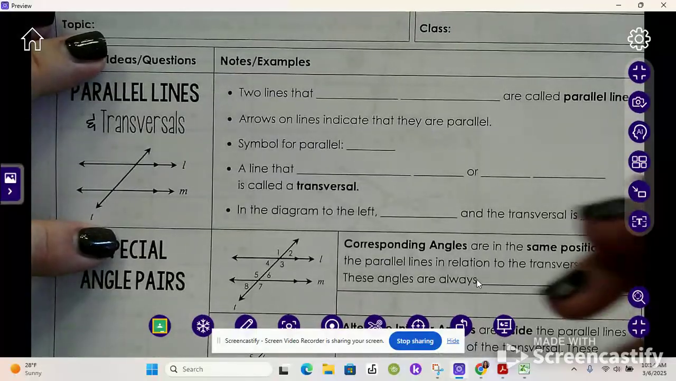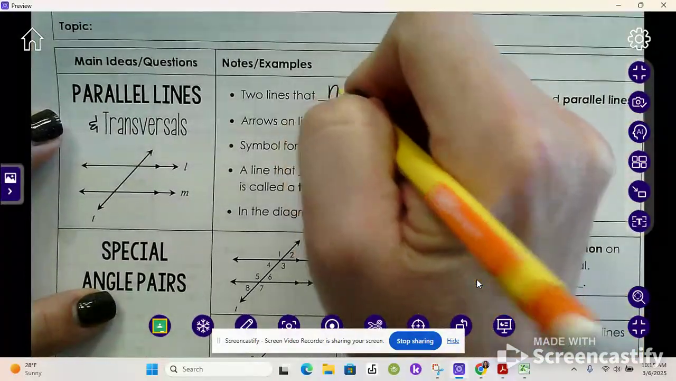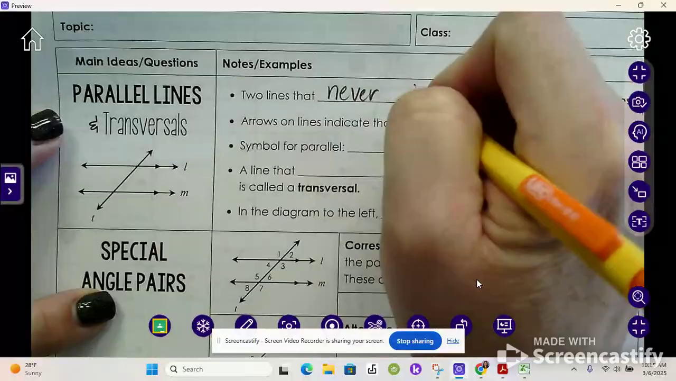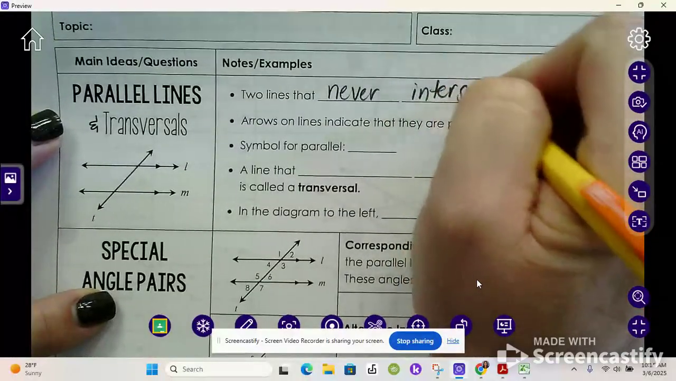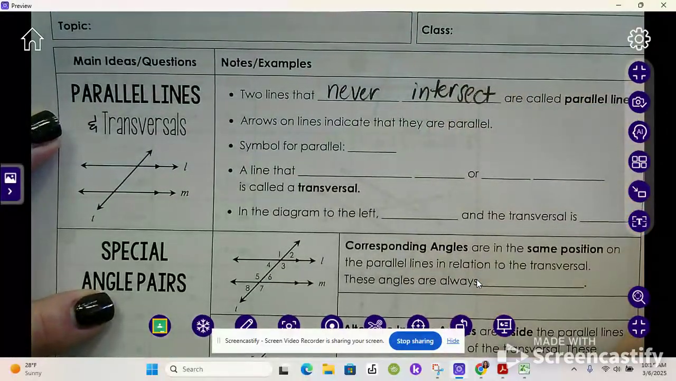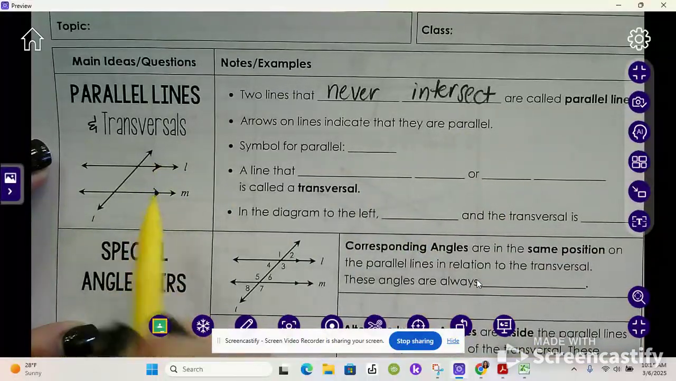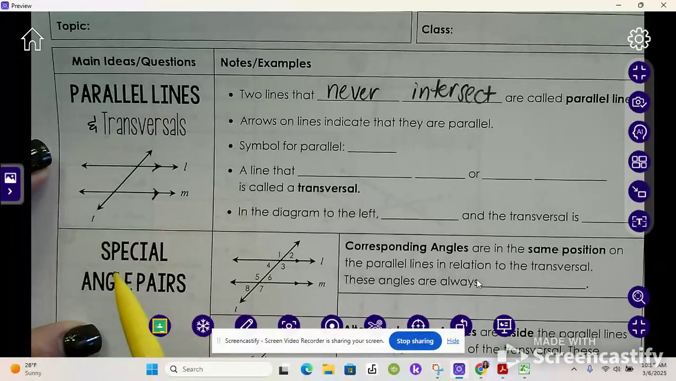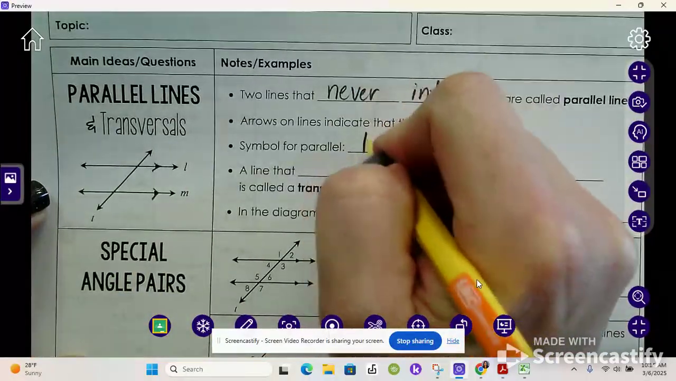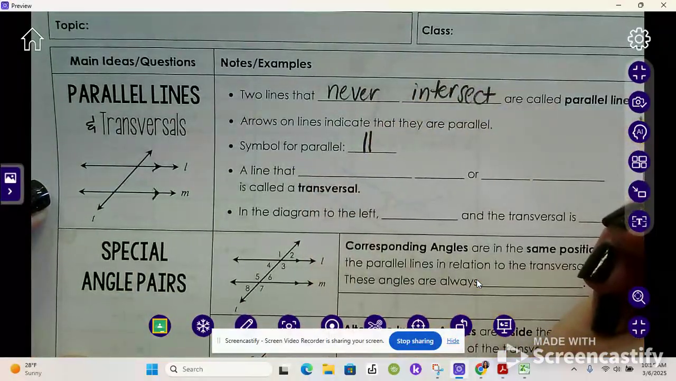Two lines that never intersect, never cross, never touch are parallel. Arrows indicate that they are parallel. So you can see right here, there's a little extra arrow that can indicate that they're parallel. The symbol for parallel though is two straight up and down parallel lines.